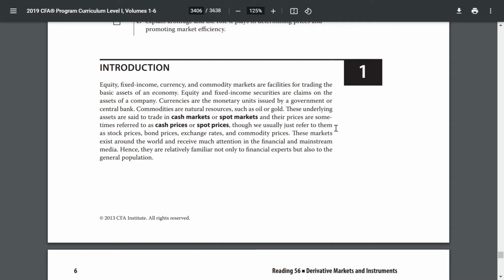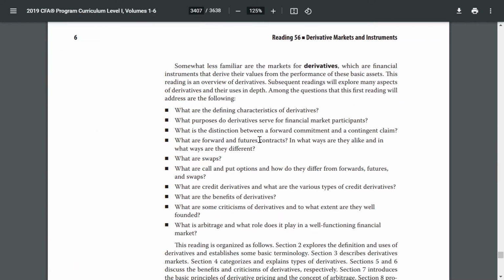These markets exist around the world and receive much attention in financial mainstream media. Hence, they are relatively familiar not only to financial experts but also to the general population. Somewhat less familiar are the markets for derivatives, which are financial instruments that derive their value from the performance of these basic assets. This reading is an overview of derivatives. Subsequent readings will explore many aspects of derivatives and their uses in depth.